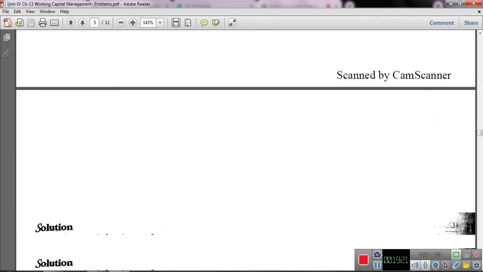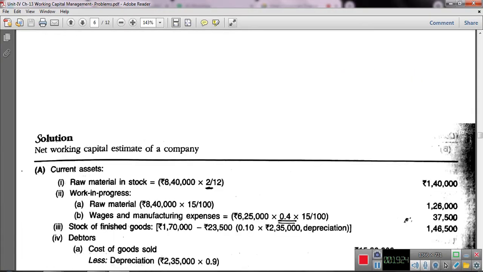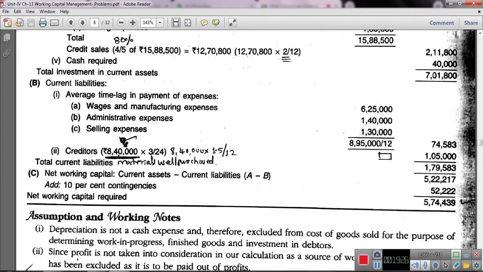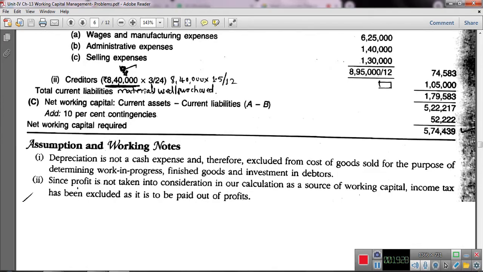Before we go ahead with estimating the net working capital of this company, we need to go through the assumptions and working notes first. The first assumption or working note is for depreciation. Depreciation is not a cash expense and therefore is excluded from cost of goods sold for the purpose of determining work in progress. So please remember.